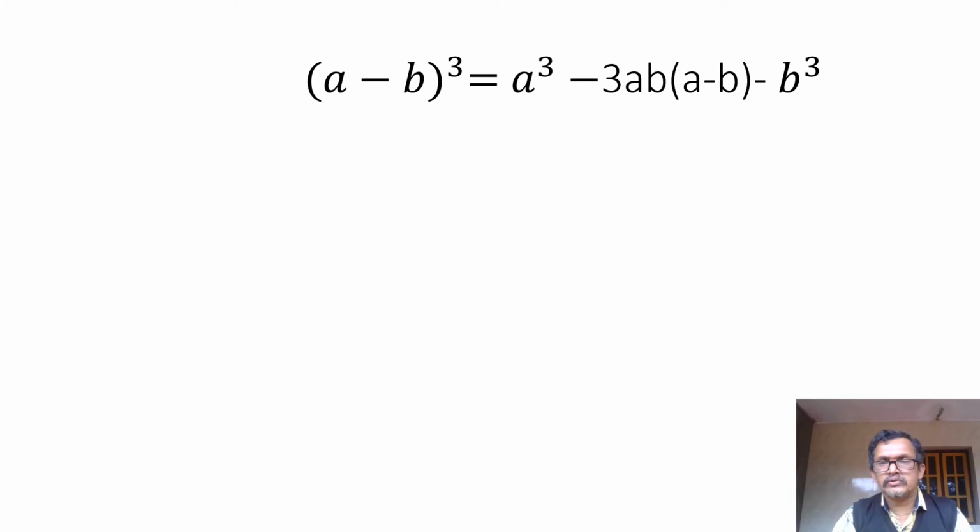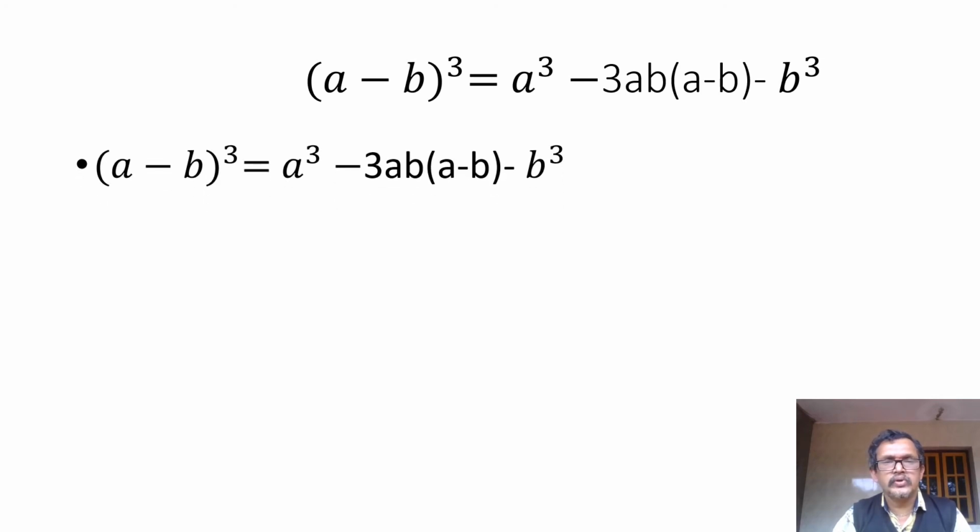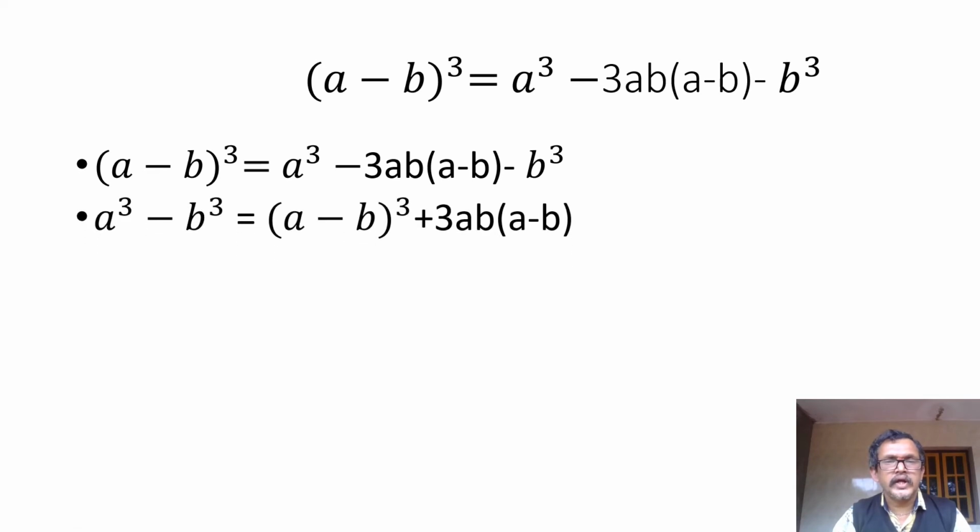Now let us move on to the next formula. a minus b whole cube equals a cube minus 3ab into a minus b minus b cube. We want a cube minus b cube. So a cube minus b cube equals a minus b whole cube, and transferring 3ab into a minus b to this side, we get plus 3ab into a minus b.